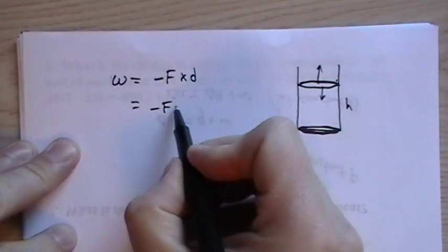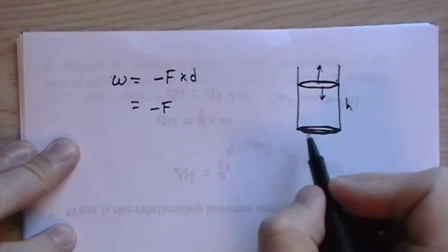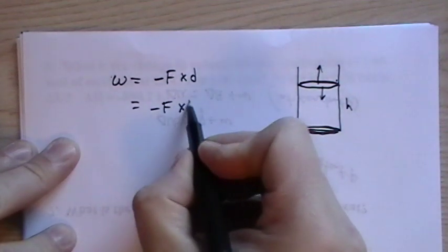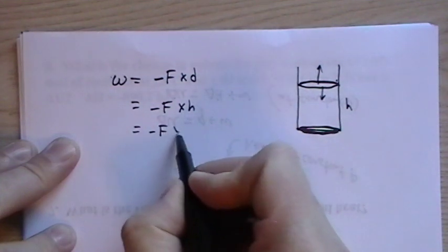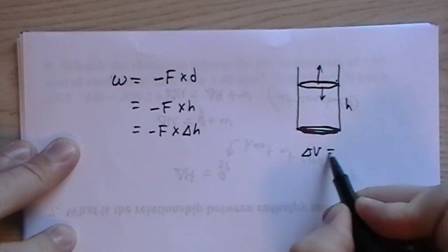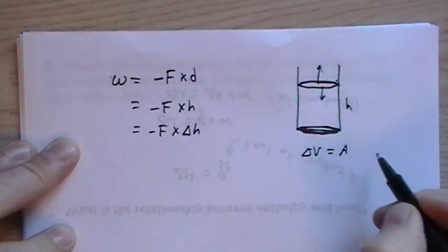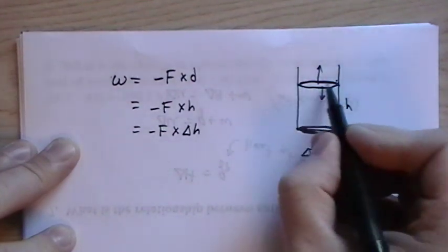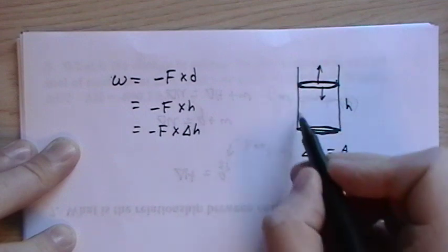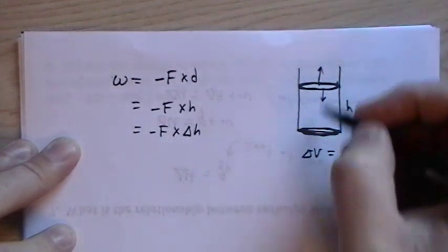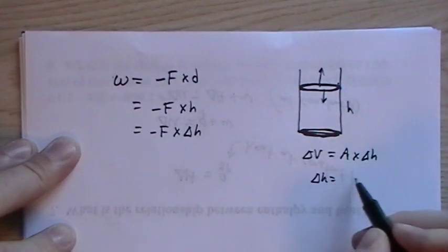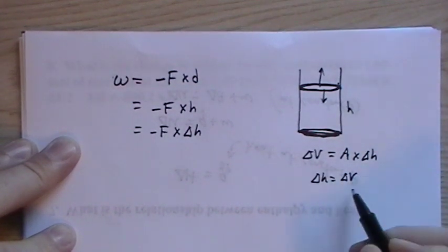Say this is the work that's going to be done by our chemical system here, producing gases or using them up. It's going to be negative force times the height, but more to the point, the change in height. And the change in volume is going to be equal to, for this system, the area of the piston, because the whole cross-sectional area is going to be the same if it's going to be able to move up and down, times the change in height. So the change in height is going to be the change in volume over area.